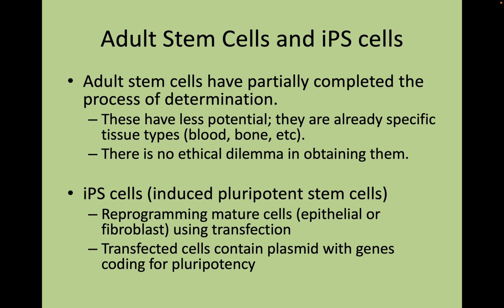iPS cells are induced pluripotent stem cells. We reprogram mature cells that could be epithelial or fibroblast cells using transfection. The transfected cells contain plasmid genes coding for pluripotency. iPS cells are a newer development and something that looks very promising for stem cell research.